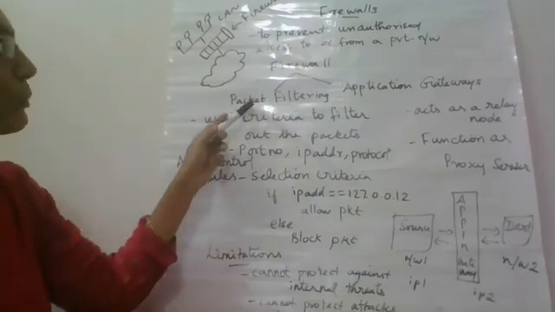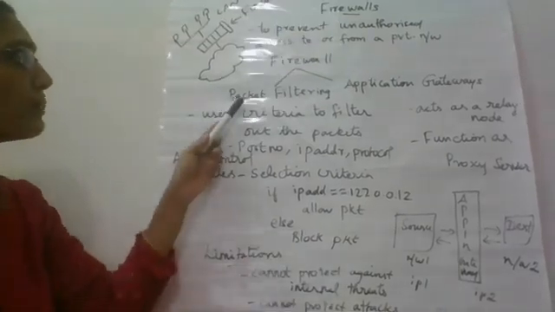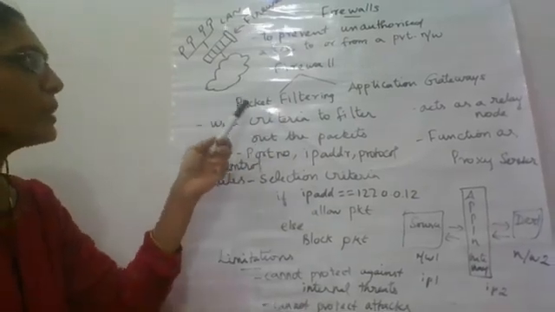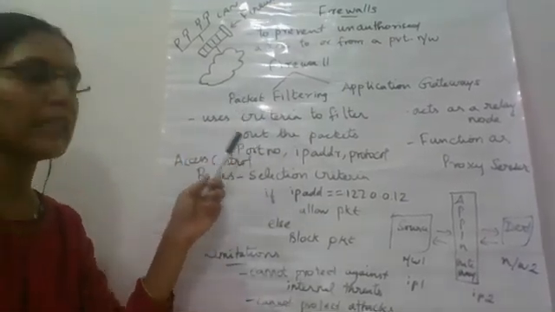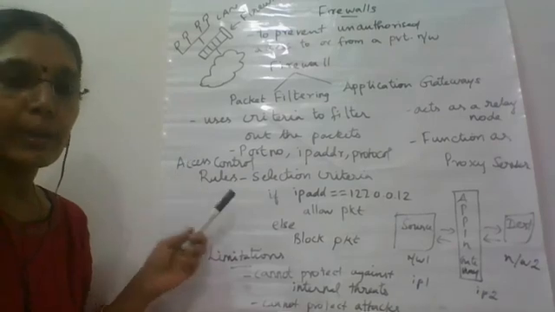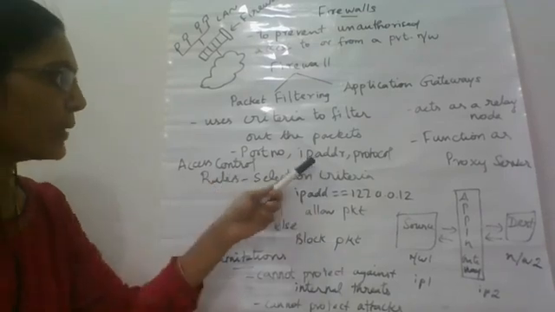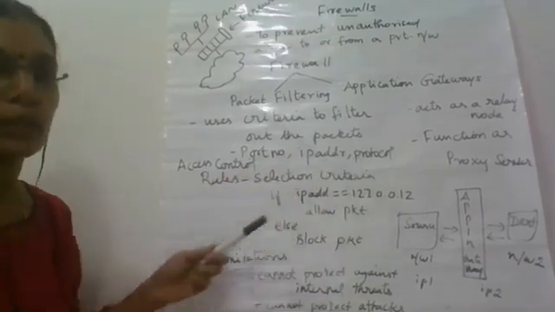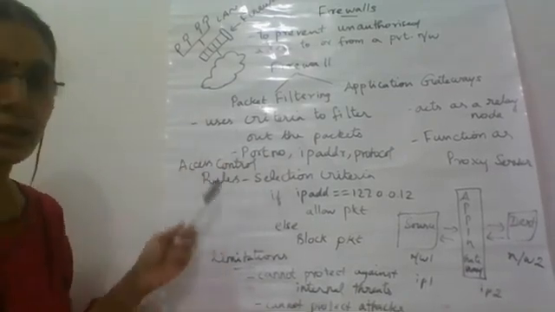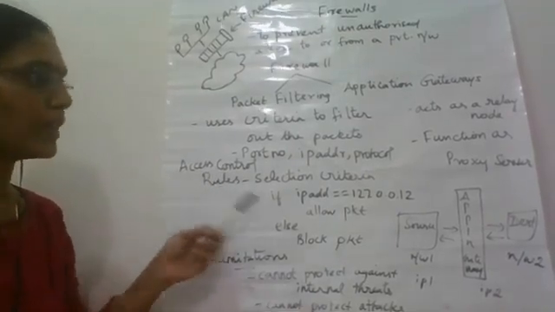Now, firewalls are of two types. One is packet filtering, another one is application gateway. This packet filtering uses some criteria to filter out the packet. This packet filtering firewall reads each and every packet getting into the network. It uses the IP header of every packet. So it uses information like IP address, port number, protocol being used, and various parameters. Depending upon these parameters, it creates some rules called access control rules. These access control rules define the criteria.